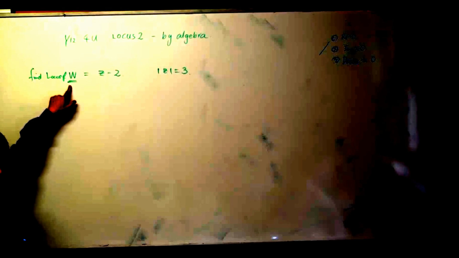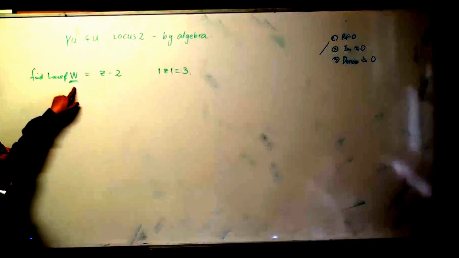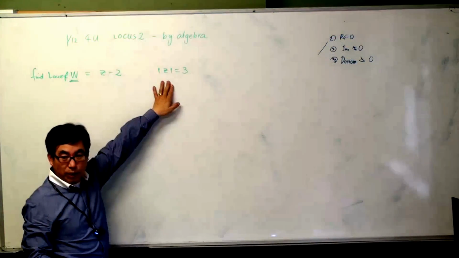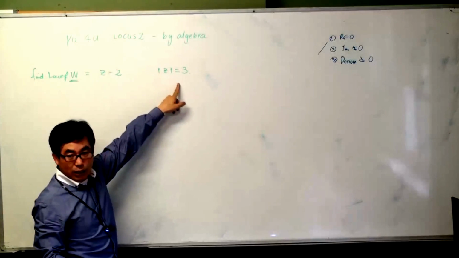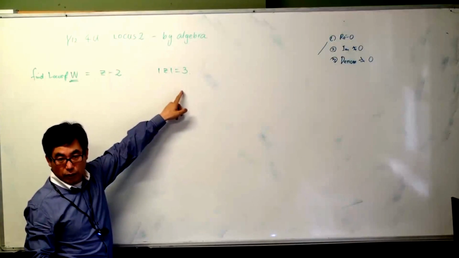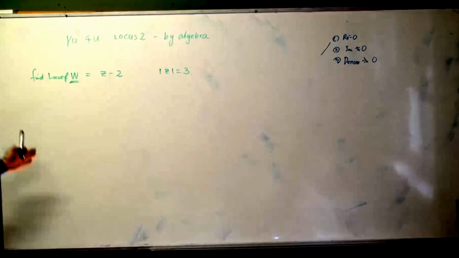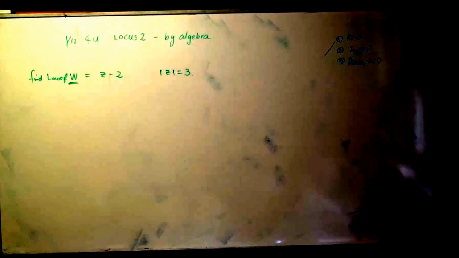how W behaves if W is z minus 2. But Z is not a random number. It only moves around a circle of radius 3, center at the origin. Then in this case, what do you think? Can you get a very easy solution?